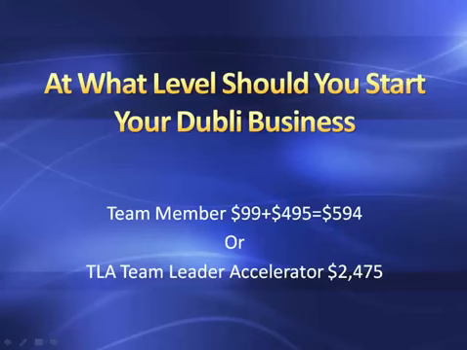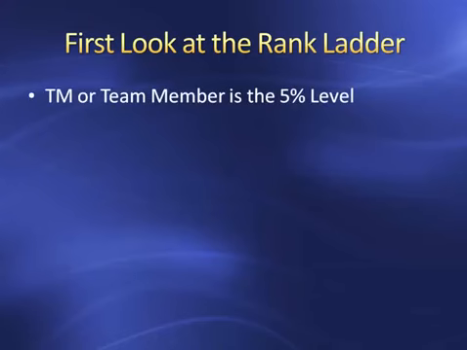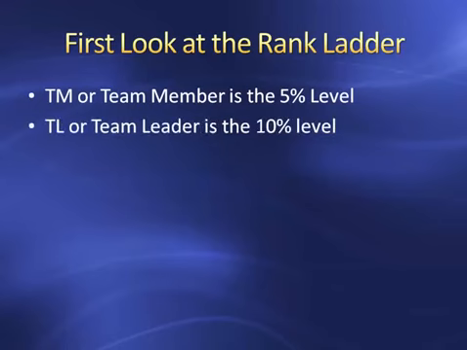$594. Or you could decide to start a little bit further up the plan and come in at the TLA level, what's known as Team Leader Accelerator, for $2,475. There are advantages and disadvantages to each level of entry, which I'll go through over the next few minutes. But first, we need to take a look at the rank ladder. You see, Team Member, or TM, start you off at what's known as the 5% level in the compensation plan. TL, or Team Leader, start you off at the 10% level.